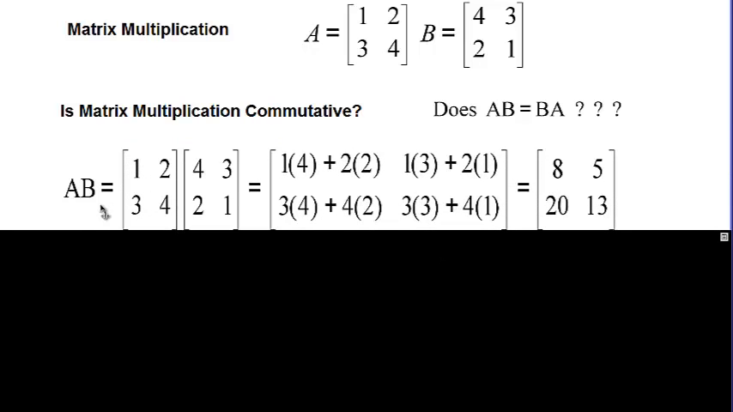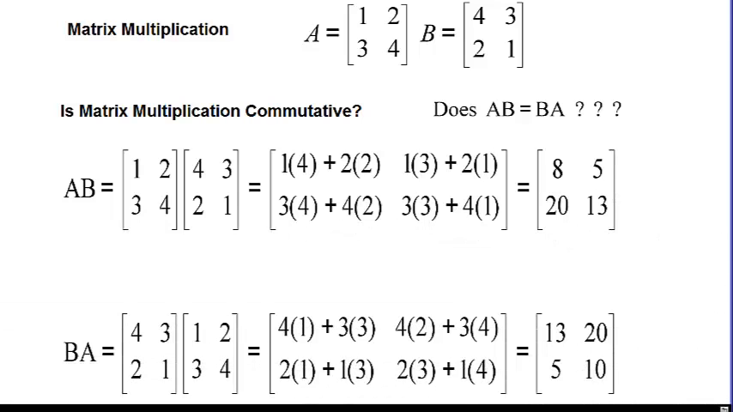If we multiply A times B, we already know we get 8, 5, 20, 13. So if we reverse the process and put 4, 3, 2, 1 in front and 1, 2, 3, 4 in the back and multiply them, if it's commutative, we should get the same result. We do not. 4, 3, 2, 1 times 1, 2, 3, 4 is very definitely not the same. The result we get is 13, 20, 5, 10.